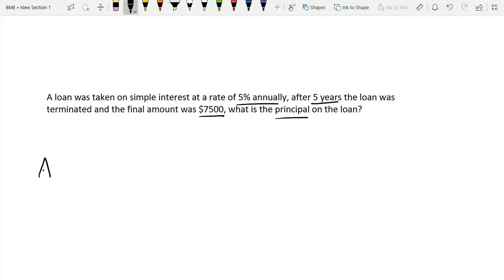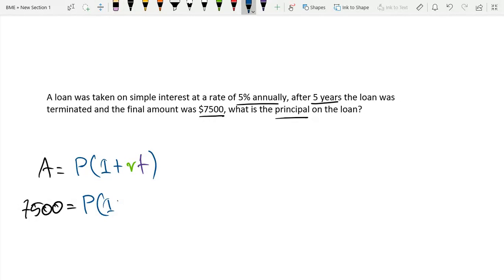So if we set up our equation again, A equals our principal times 1 plus our rate times our time. I'll color code this problem, but the next one I will not color code. So we know that the final amount is 7,500, so we can plug that in. Now we don't know our principal, right? That's what we're trying to find. So we have our principal times 1 plus, now our rate is 5% annually, so that's equal to 0.05 in decimal format. And now we multiply this by our time, which is 5 years, so times 5.